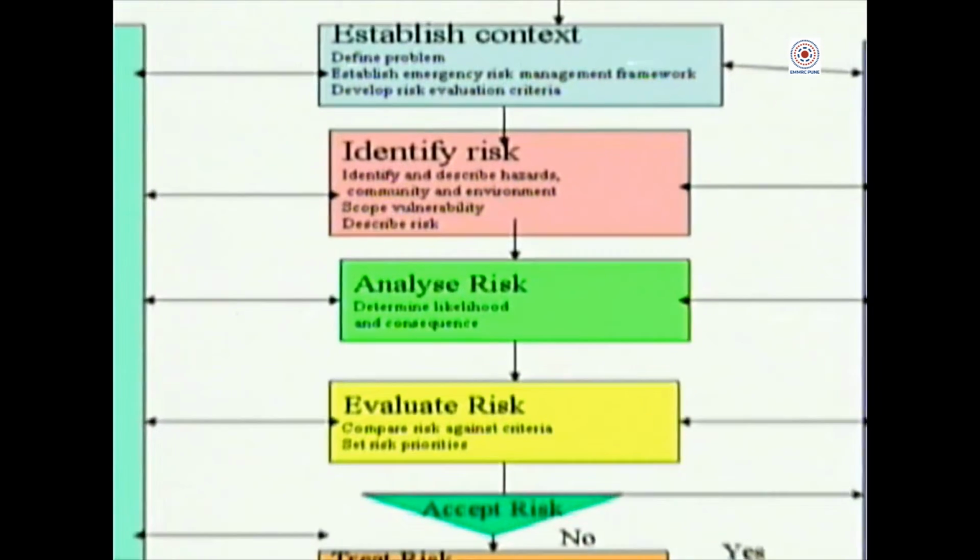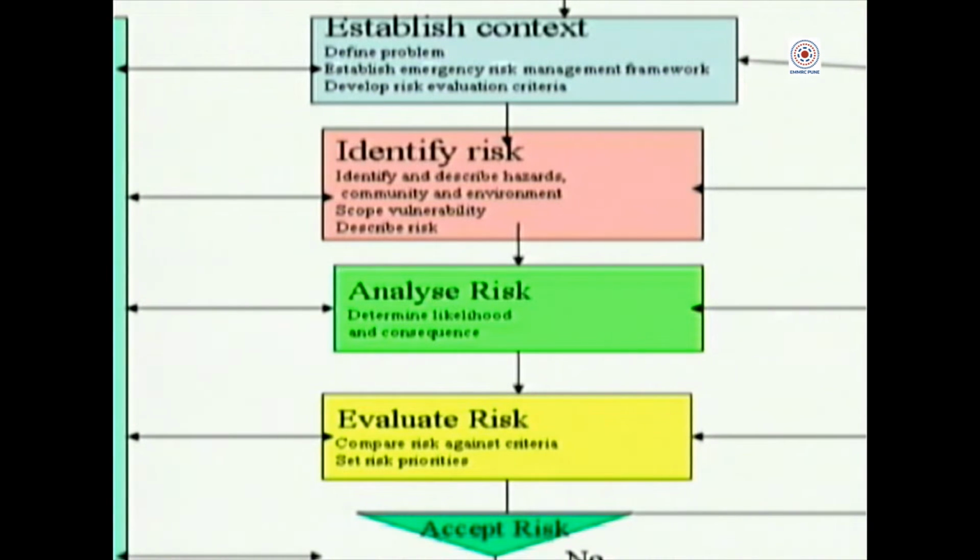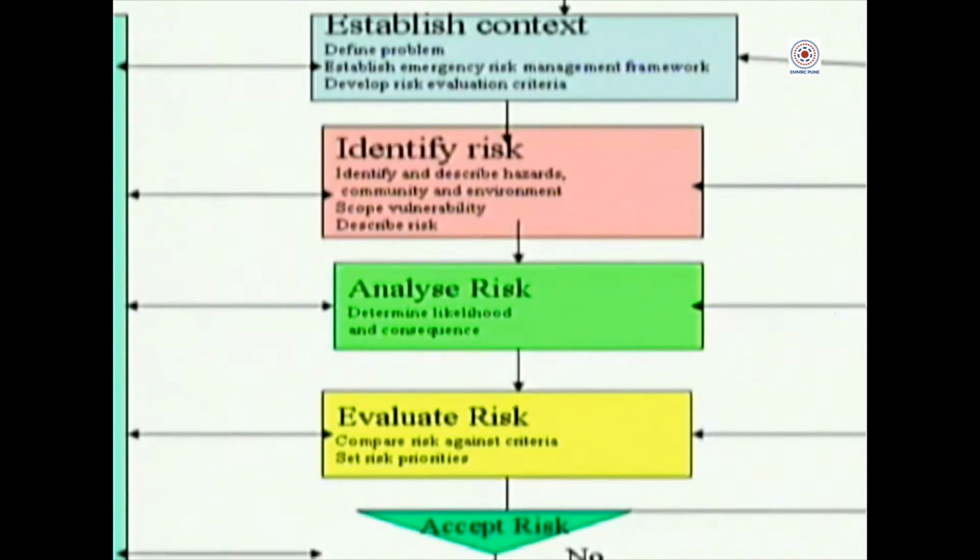Now let us focus on disaster risk management. In disaster risk management, we start with establishing the context, as we have seen in risk management and in the management system: define the problem, establish the emergency risk management framework, and develop the risk evaluation criteria. In the second phase, identify the risk, the hazard, vulnerability and risk of the area. In risk analysis, we determine the likelihood and the consequences. Once we come to decision making, you evaluate the risks and according to that set the priorities.